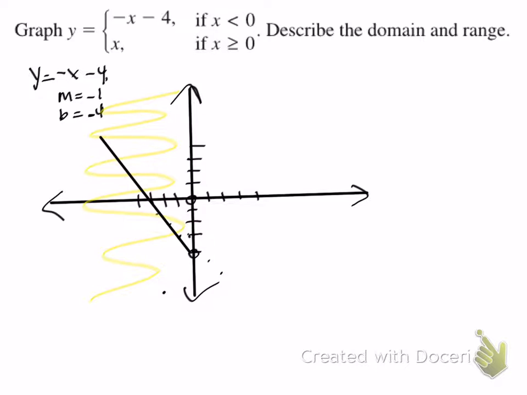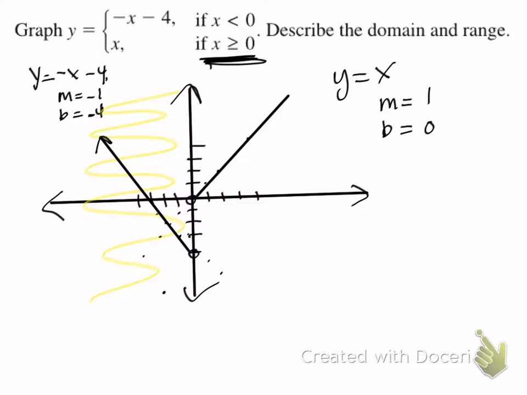Now the next one, where am I starting? y equals x. What's my m? What's my b? Yes, m is 1, b is 0. I'm starting at the 0. And I've got here, here, here, here. I can do this. But this time my restriction says x has to be greater than 0. So I'm only drawing where the x's are greater than 0, and that's here.